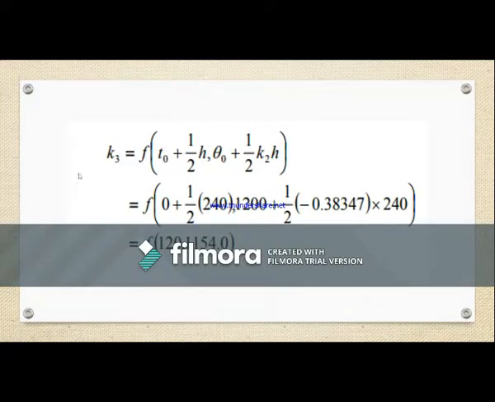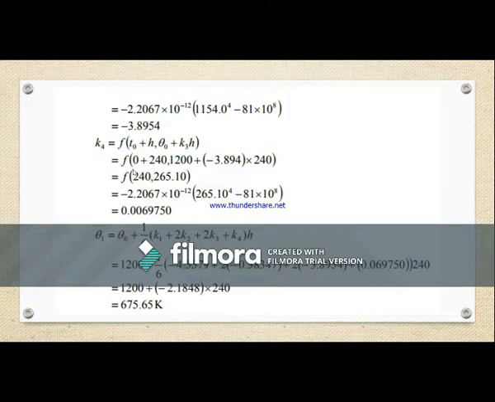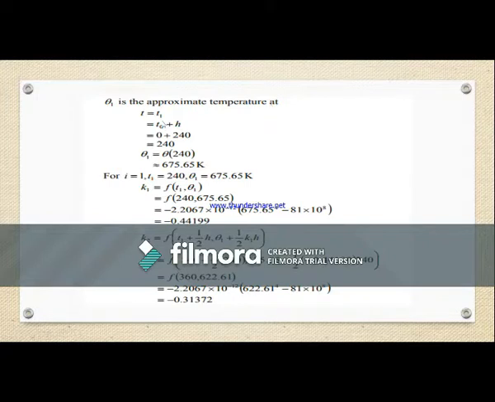After substituting all the values inside this equation, we will get 675.65 K. And theta 1 is the approximate temperature at t equal to t1, which is equal to t0 plus the step size. And we get that t is equal to 240, while theta 1 is approximately 675.65 K.